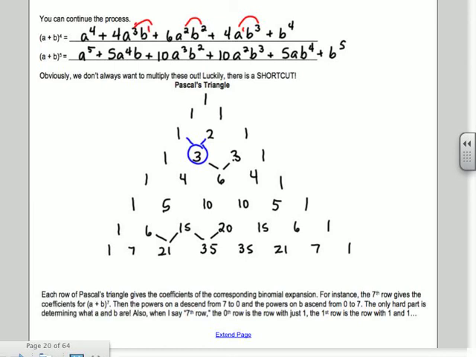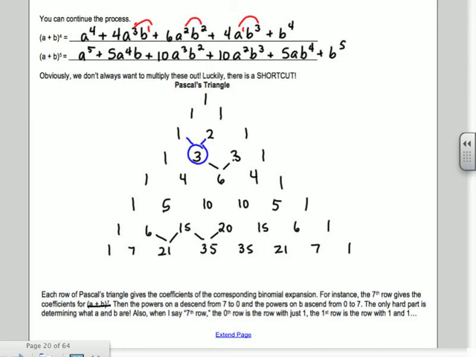Now it says each row of Pascal's triangle gives the coefficients of the corresponding binomial expansion. So for instance, the 7th row is going to give you the coefficients of a plus b to the 7th. If I was doing a plus b to the 7th, I would write the numbers 1, 7, 21, 35, 35, 21, 7, 1. Then I would take my a values and go down. I'd start with a to the 7th, then a to the 6th, 5, 4, 3, 2, 1, no a's. And then I take my b values and go up. So no b's, 1 b, 2 b's, 3 b's, and so on. Does that make sense? So you'd be able to expand a plus b to the 7th pretty quickly.